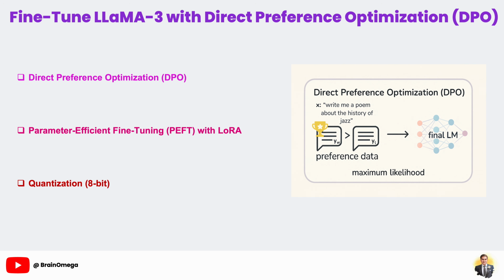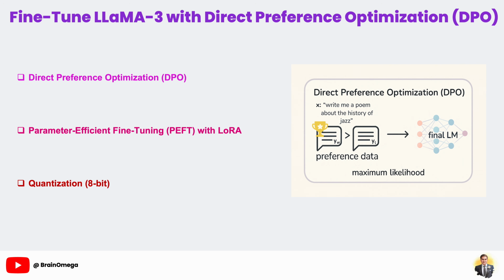This is a complete end-to-end guide. By the end, you'll have a deep, practical understanding of how to take a powerful base model and align it with your own data and preferences. Let's get started. Before we jump into the code, let's quickly understand the 3 core technologies that make this project possible. First, Direct Preference Optimization, or DPO.